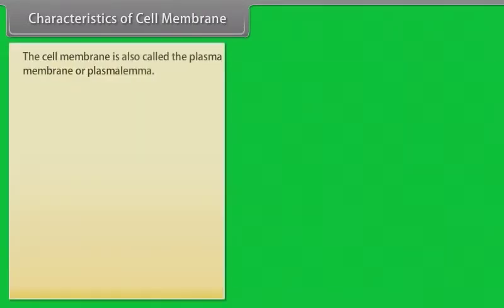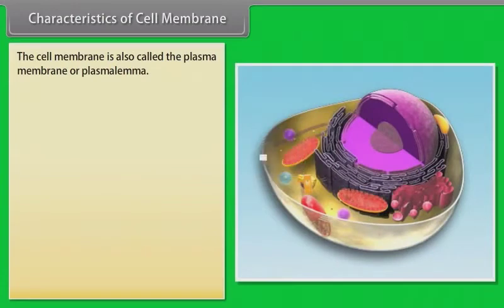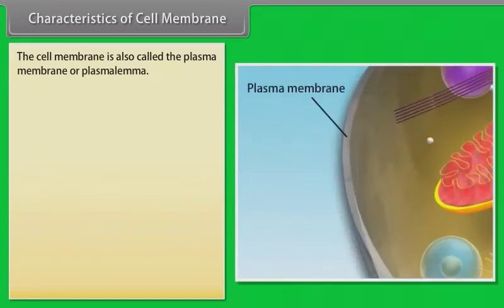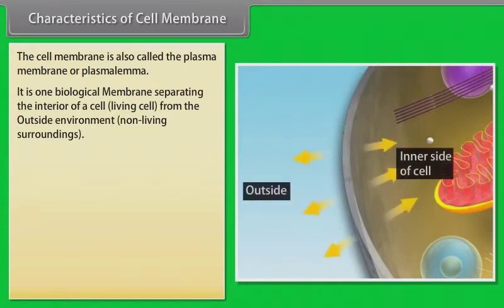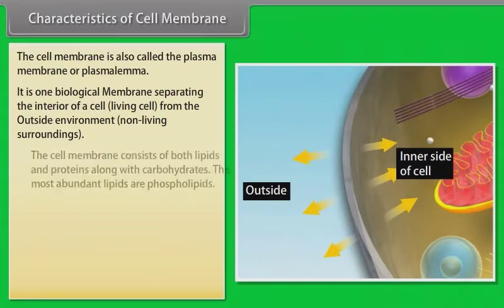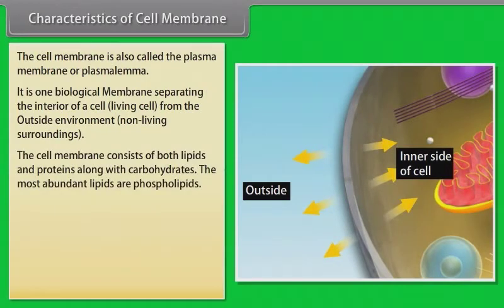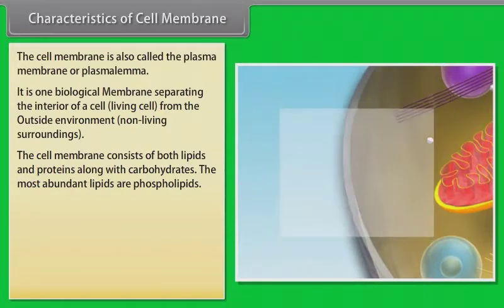Characteristics of cell membrane. The cell membrane is also called the plasma membrane or plasmalemma. It is one biological membrane separating the interior of a cell, that is, a living cell, from the outside environment, that is, non-living surroundings. The cell membrane consists of both lipids and proteins along with carbohydrates.